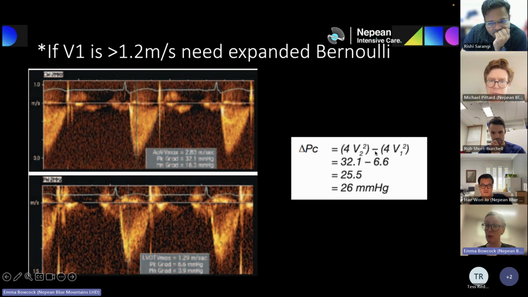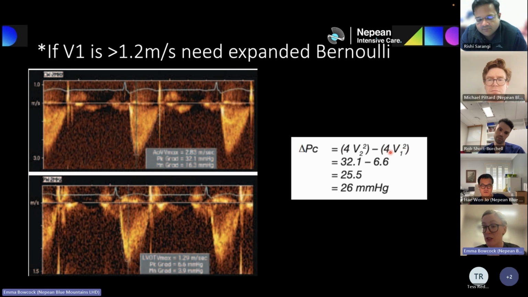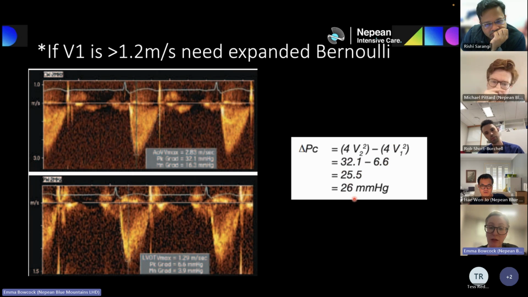So normally we would just have this, right? 4v squared. They've labeled aortic valve velocity as V2 and your LVOT velocity as V1. So normally we wouldn't have this part in it, right? That would just be gone because it's usually negligible. But because it's more than 1.2, we'll include that in. So 32 minus 6.6 is 26 millimeters of mercury for a peak pressure gradient rather than 32. So you've corrected for that.